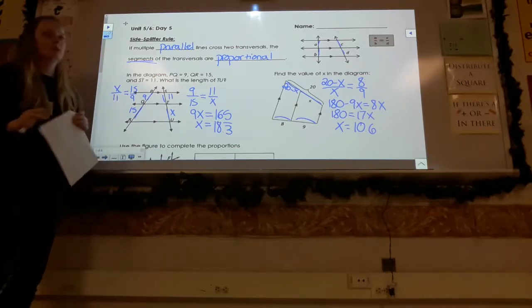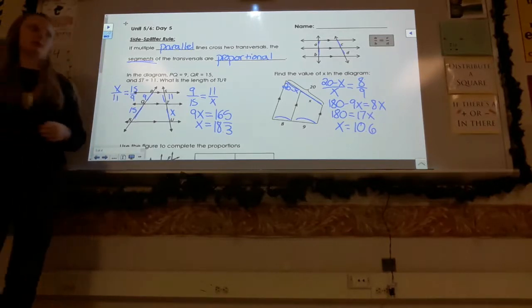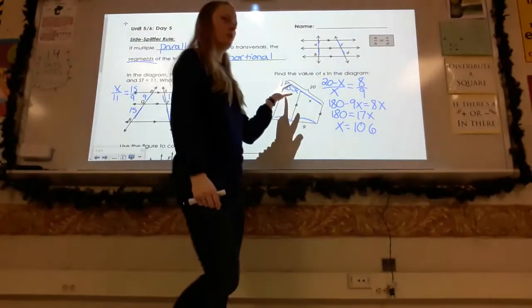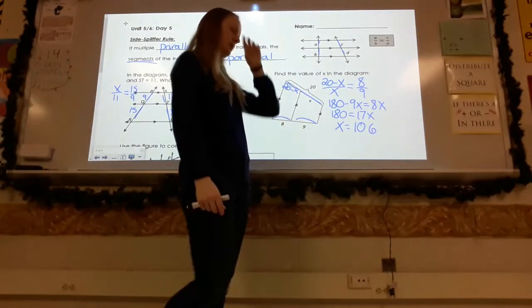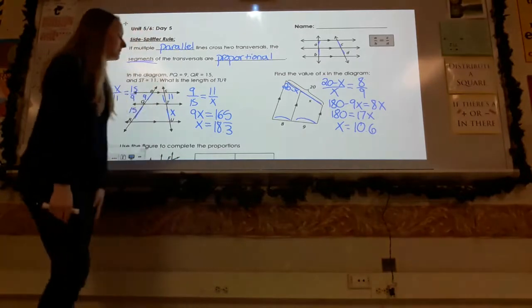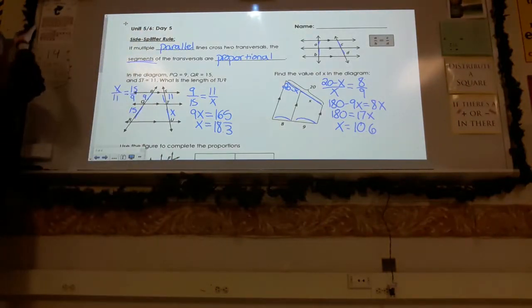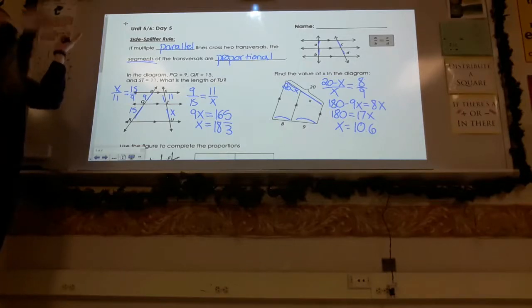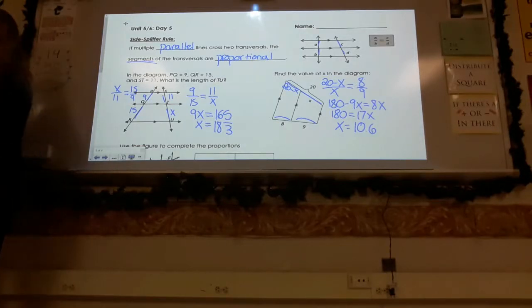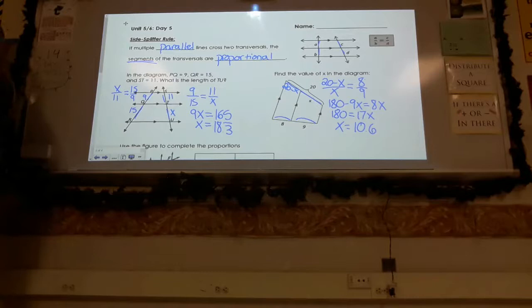Alright? So when you have the side splitter like that, you may need to find the fourth segment here, and you may need to do that weird subtraction trick in order to do that. So that's how the side splitter works. Again, you have two kind of railroad tracks that are like this, then you have 3 or more parallel lines chopping it into sections. Those sections will be proportional.